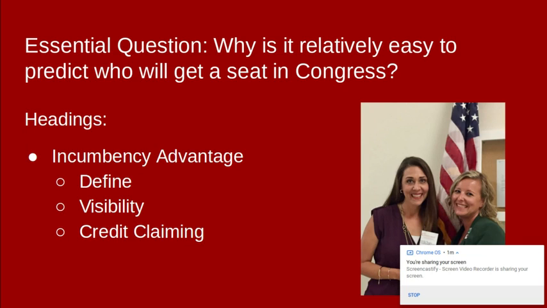Now, what does that mean? Well, an incumbent is people who are currently holding an office who are running for that office again. So, for example, in the presidential election of 2020, Donald Trump is the incumbent, right? He is currently the president of the United States. He is running to be the president of the United States again. And so we call him the incumbent.